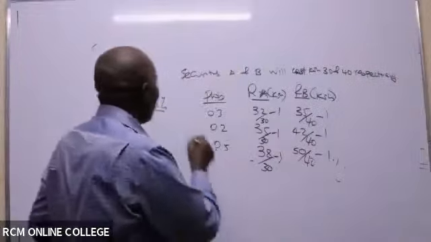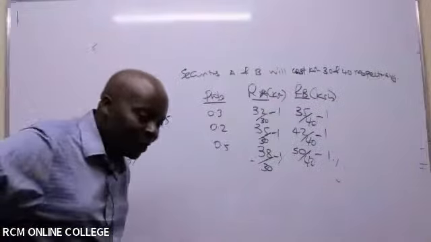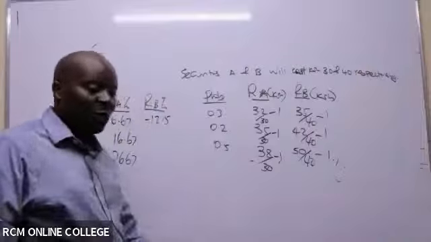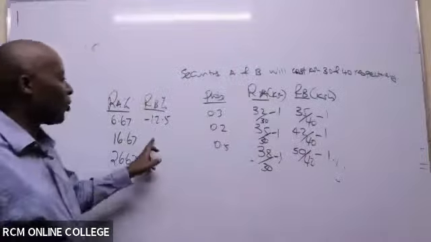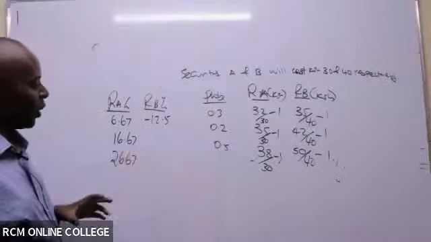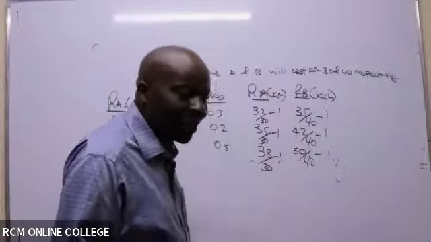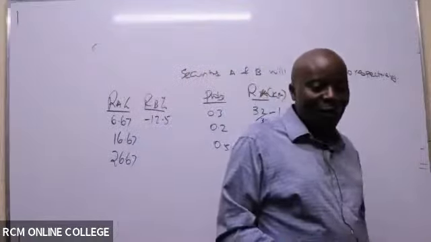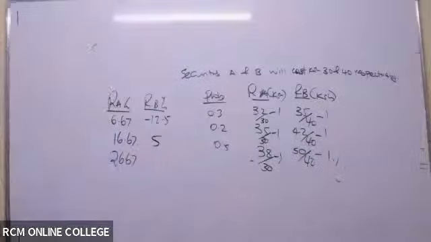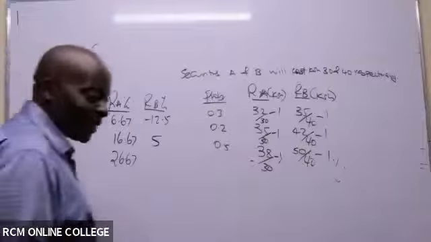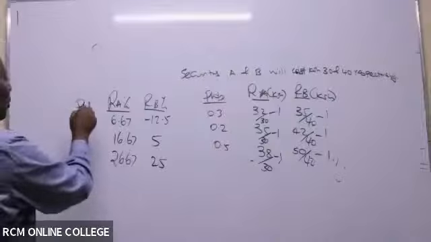NJ tells me the first one is a loss of 12.5. Thank you so much. Great. How about the second one now? 42 divided by 40 minus 1. What are we getting there? 5. And the last one will be how much? 25. And then now you have here your probabilities.